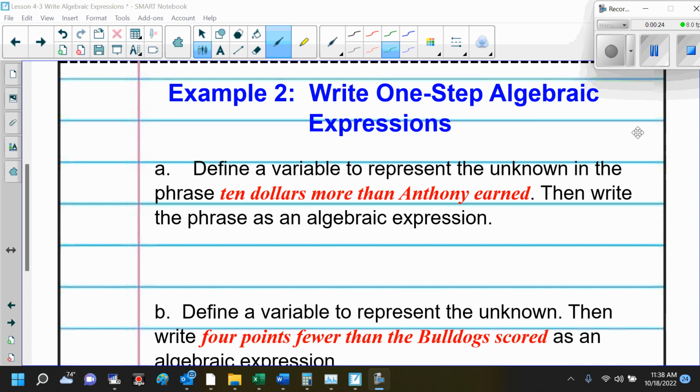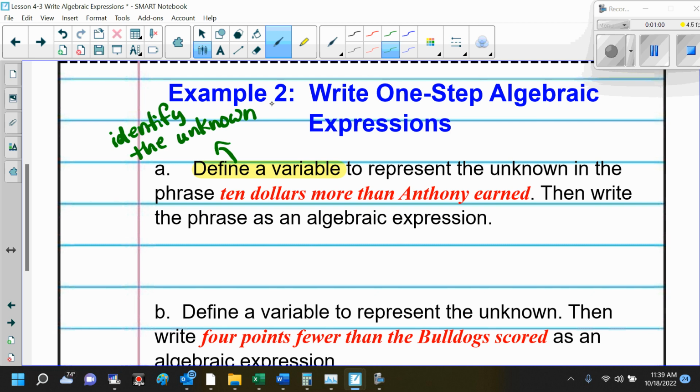Okay, we're going to look at the math of the situation. Then we're going to define a variable. And then we're going to write the phrase as an algebraic expression. So when we are defining a variable, that's your first step. Define a variable. When you define a variable, that means we want to identify the unknown. What is it that you don't know?